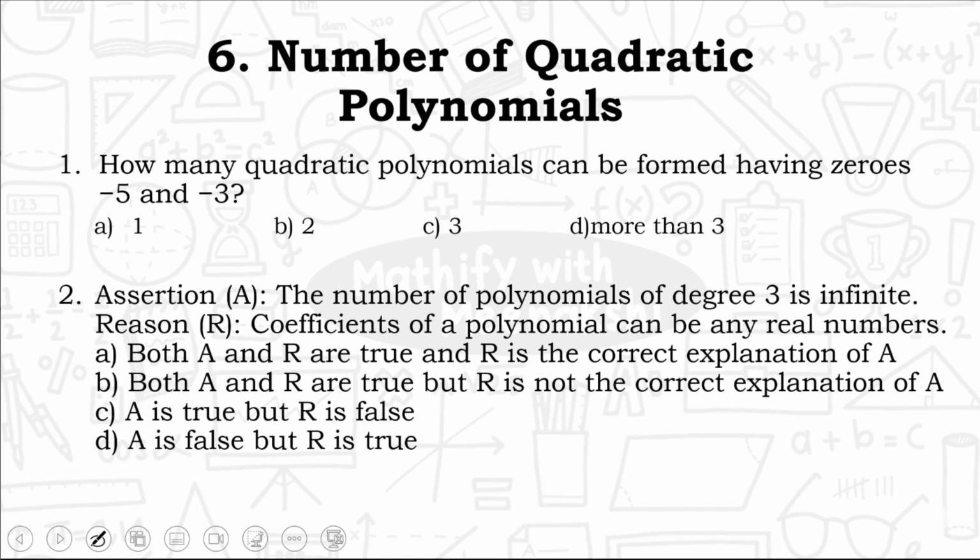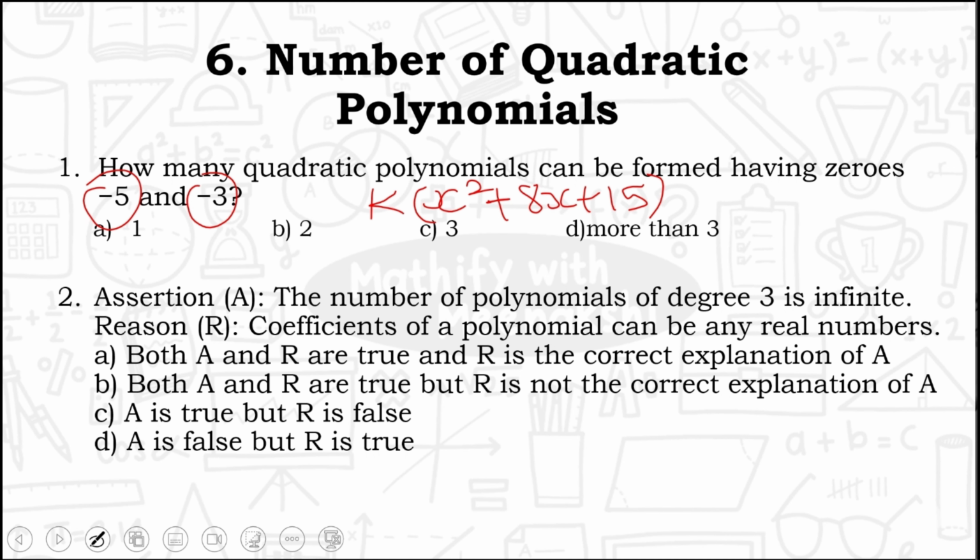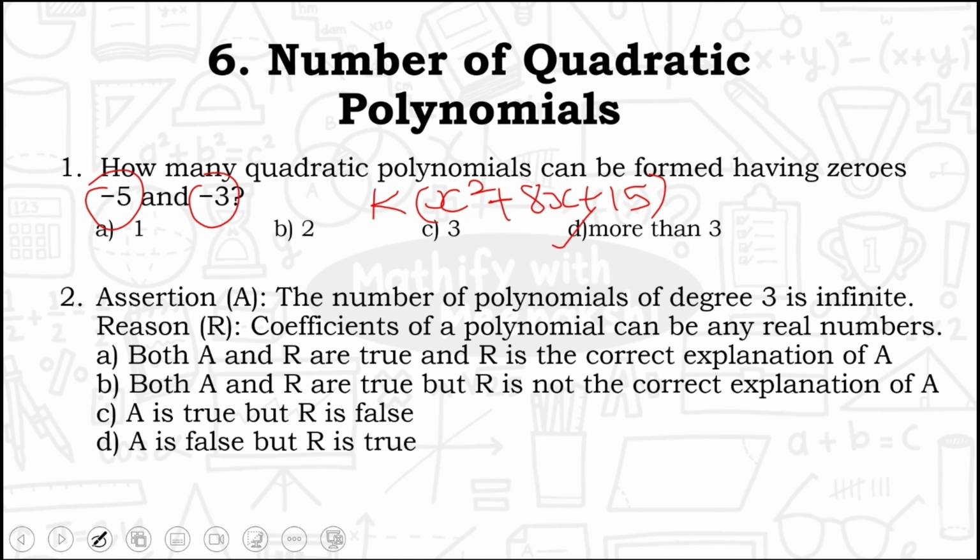Let's move to the next topic. Sixth, number of quadratic polynomials. Under this topic, I have written two questions for you. First, how many quadratic polynomials can be formed having zeros minus 5 and minus 3? You might be thinking, what is the formula for a quadratic polynomial? That is x square minus sum of zeros, that is minus 8, because minus minus is plus, so plus 8x, then product of zeros, that is again positive 15. Did you observe something here? This is not the only quadratic polynomial, because in the formula we have k outside. And what is k here? It's any real number. So the answer is always more than 3.